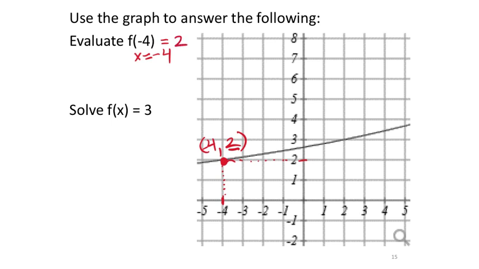So that's all you put in the box. And that comes from that ordered pair, -4, 2. Okay?